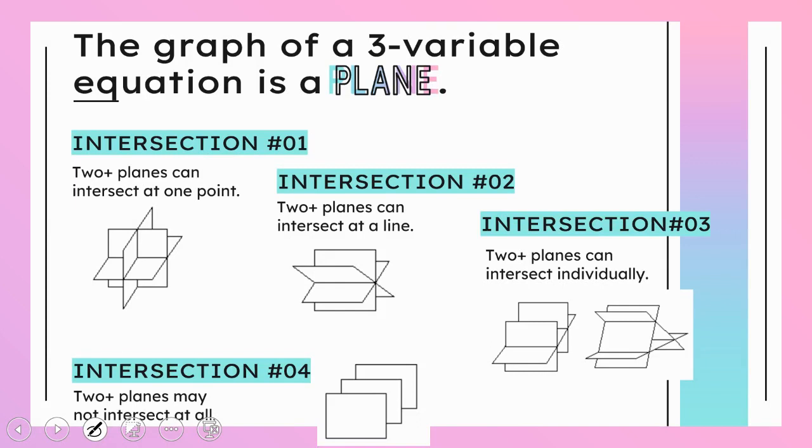So a couple things to talk about here. The graph of a three variable equation is a plane. So when you're graphing something in three variables, it's a plane. And if you think about a plane as a piece of paper, that's the easiest way to think about it, okay?